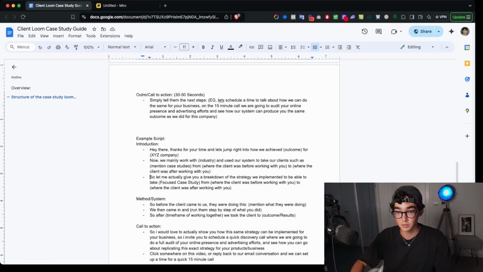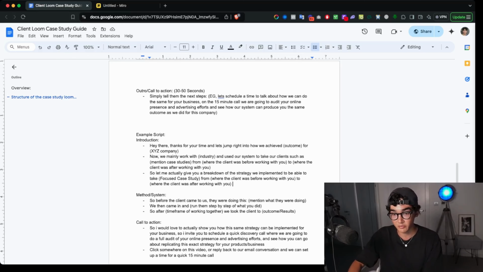And then you say, so let me actually give you a breakdown of the strategy we implemented to be able to take Skims from a 2x ROAS to a 4x ROAS in just 30 days and how you can do the same for your e-commerce brand as well. So before the client came to us, they were doing this, right? They were running ineffective Facebook ads. We then came in and, here you just run them step by step through what you did.